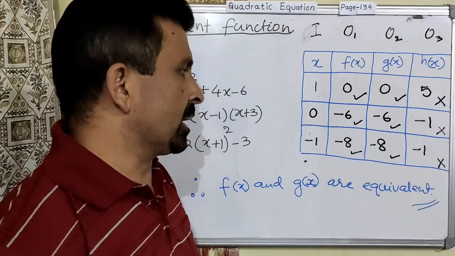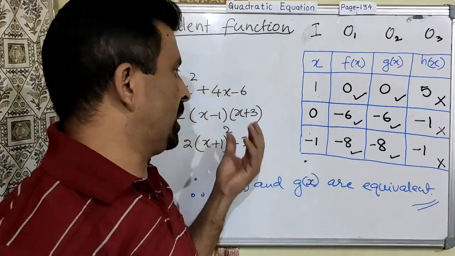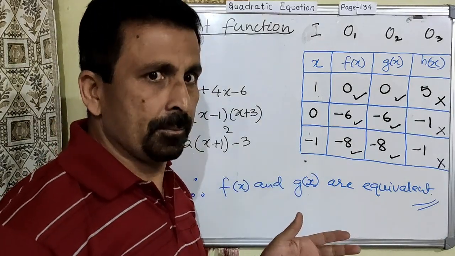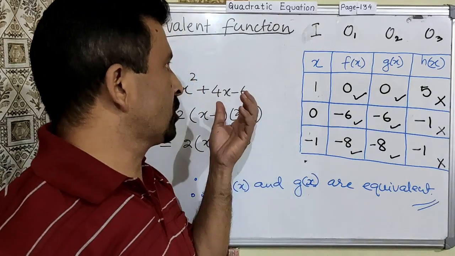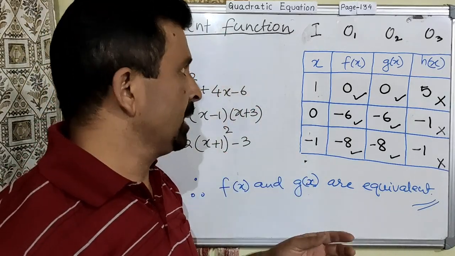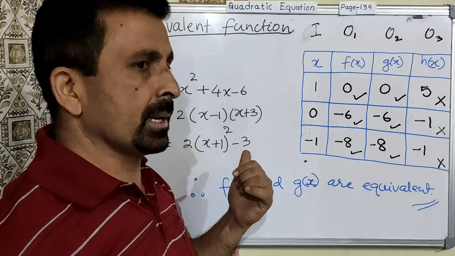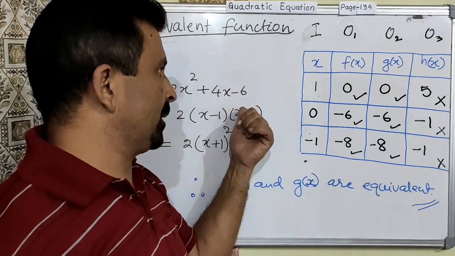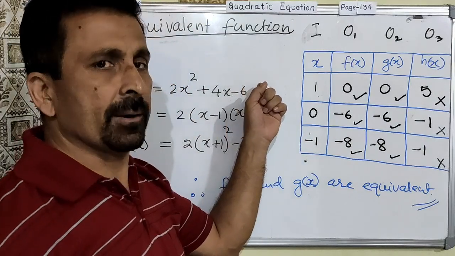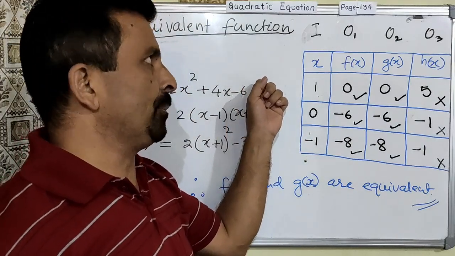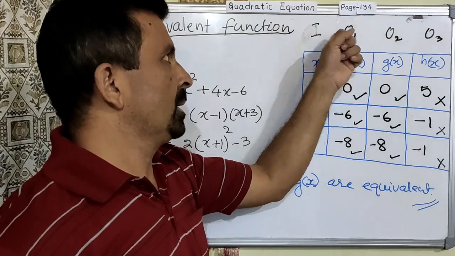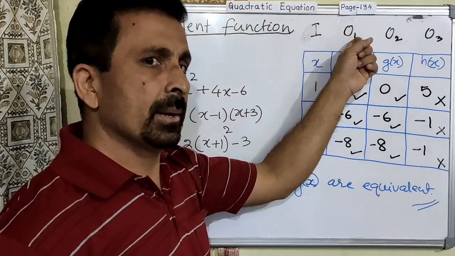Now we are trying to prove the equivalency of these three functions graphically. In order to do that, we will plot the graph of the three functions one by one. Let us go first of all with the standard form. For the standard form, when I plot the graph, I will use the first two columns, I and O1, input and output 1. Clear?